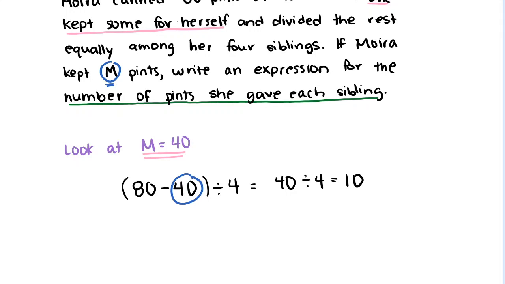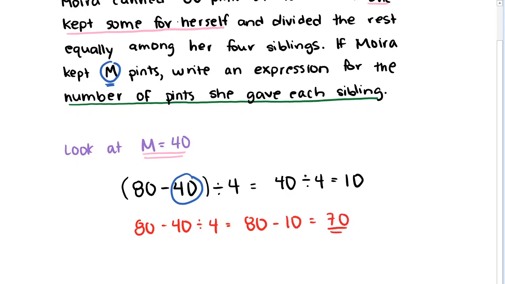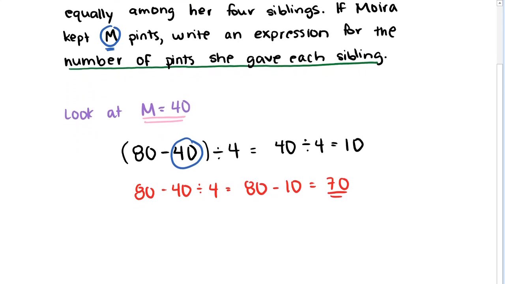Right? If we were to do this the other way, and we were to write 80 minus 40 divided by 4, well, we would perform the division first, and this would be 80 minus 10. So it would be 70. And 70 is not the right amount she gives each sibling because, well, she doesn't even have that much, right? If each sibling got 70, that would be 280 pints of tomatoes. And she didn't have that much to begin with. So here it's very important that we had these parentheses to really express that. First, she's taking some for herself. We're doing the subtraction before the division.